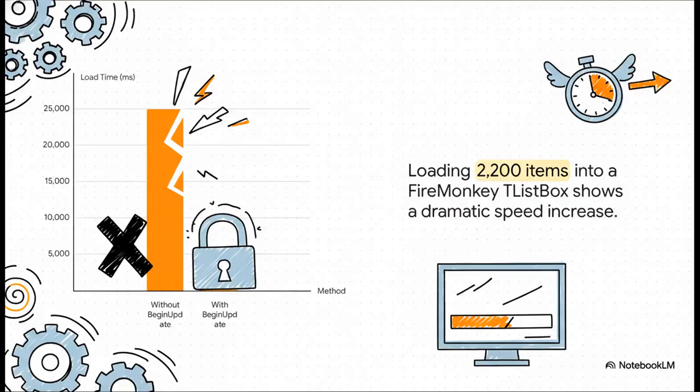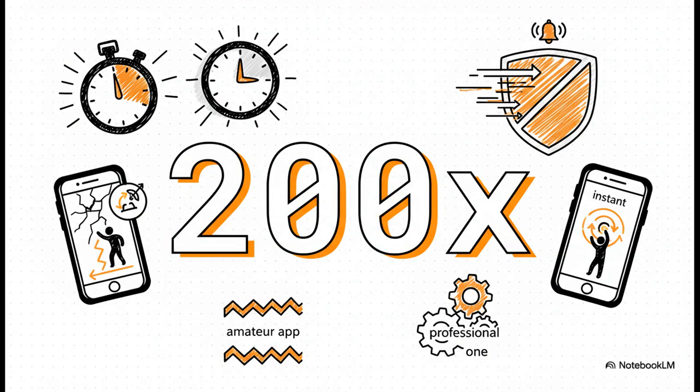Now, if you want to see just how dramatic this is, just look at this chart. We're loading a little over 2,000 items into a FireMonkey list box. Without our little pattern, it takes a painful 25,000 milliseconds. That's 25 seconds of your user just staring at a frozen screen. But with BeginUpdate, that time drops to just 125 milliseconds. It's not even close. Let that sink in for a second. A 200 times performance improvement. We're not talking about a little tweak here. We're talking about going from a totally unusable 25-second wait to something that feels instantaneous. This is the power of the do not disturb pattern. Seriously, it's the difference between an app that feels amateur and one that feels professional.